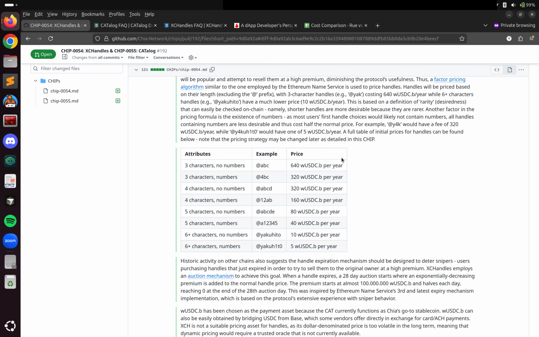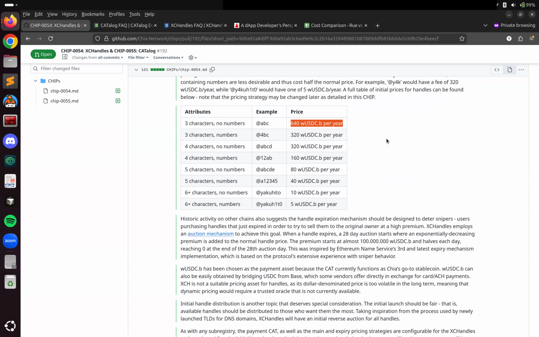Also, again, one piece of feedback was that if the handles contain numbers, they're likely not someone's first choice. So for example, when I register my Twitter handle, Yakuhito was my first choice. When I didn't have that, I replaced the I with 1 and the O with 0. So under this scheme, if you have a number in your handle, the price will be half what the price without a number is. And you have here a few examples and the expected price.